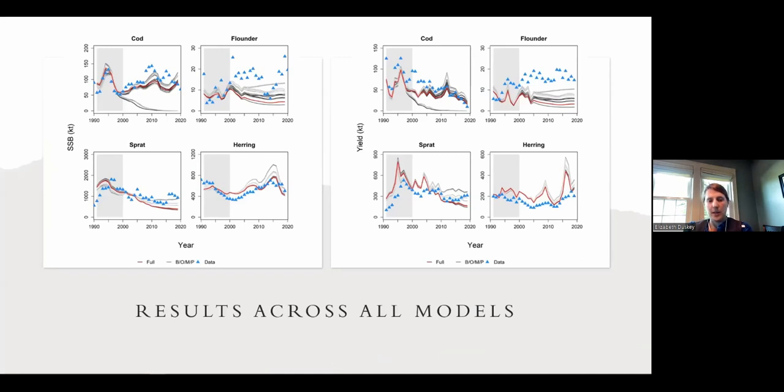We're looking at estimated SSB on the left and yield on the right during the calibration period, which is shaded in gray, and a projection period follows. Generally, you can see the model is decently capable of following observed trends in SSB and yield for cod in particular. Estimates are usually worse for flounder, but these data are more or less guesstimates, and so we're not quite so concerned about that.